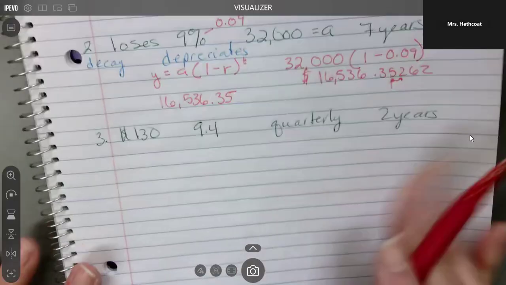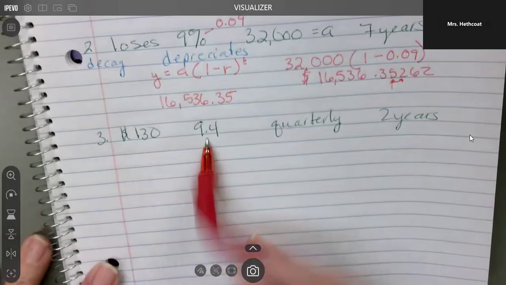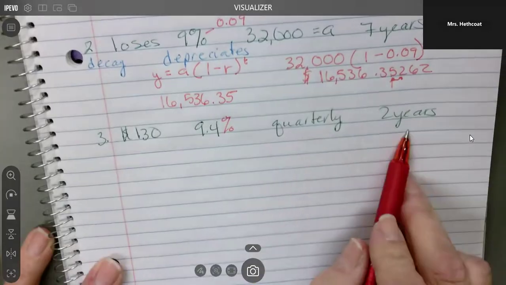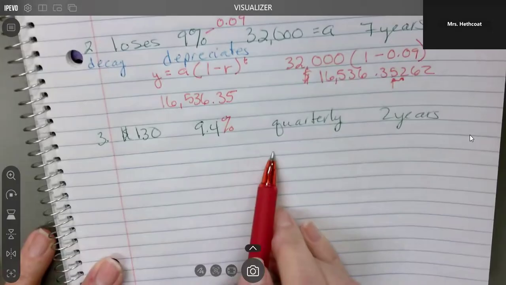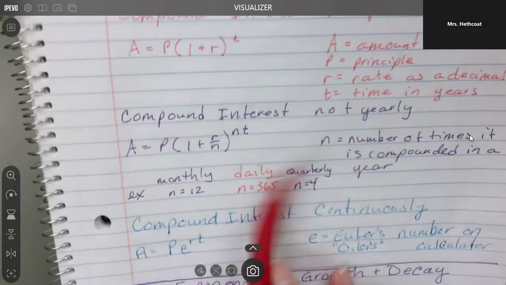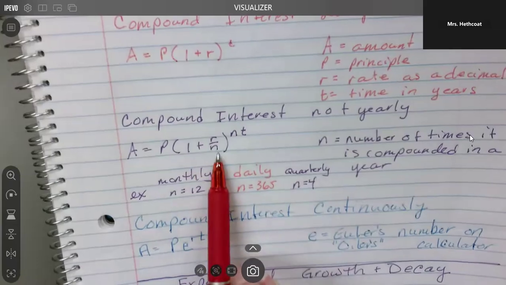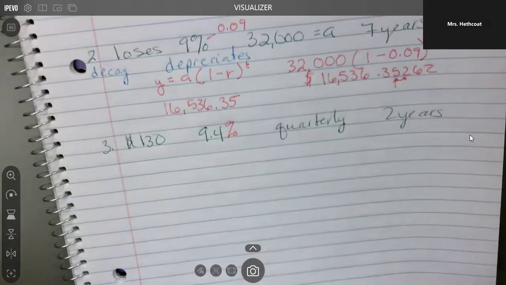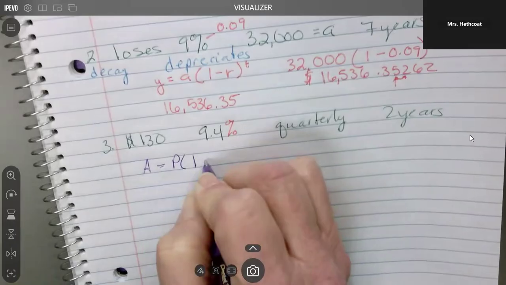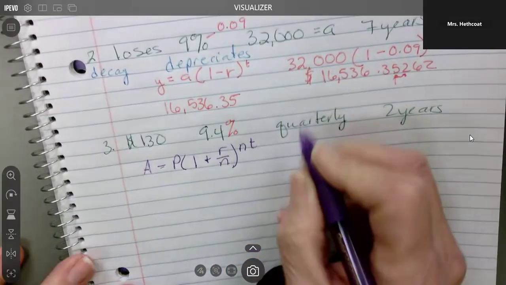All right. Well, let's do the last one. The last one said that you deposited $130 into a savings account, earning 9.4% interest that is compounded quarterly for 2 years. So on this problem, it's going to have the word compounded. So that's how you know to use our compound interest formula. We're going to use this one because it's doing it quarterly. So our n is going to equal 4, and we will use this formula. So the formula we are using is A equals P times the quantity 1 plus r over n to the n times t. All right, amount is what we want to know.